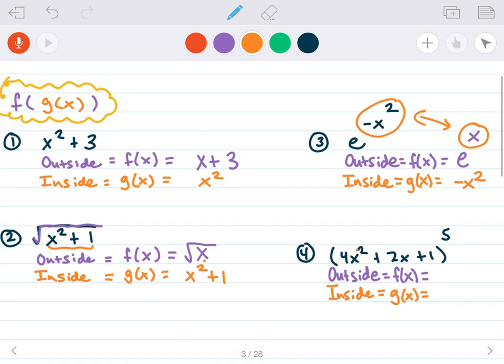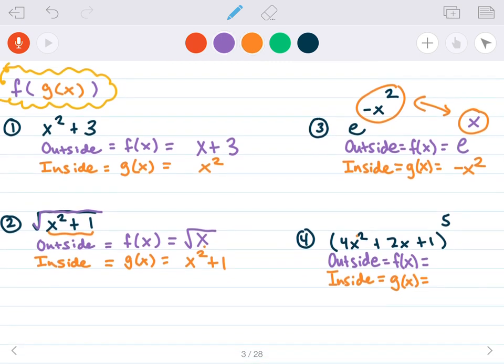Let's look at number 4. Our outside function, we have something raised to the 5th power. So our outside function is going to be x to the 5th, something raised to the 5th. And that something is whatever is inside. That's going to be 4x squared plus 2x plus 1. So that's my inside function. And notice that if we apply f of g of x to all of these, we should get our original function back.